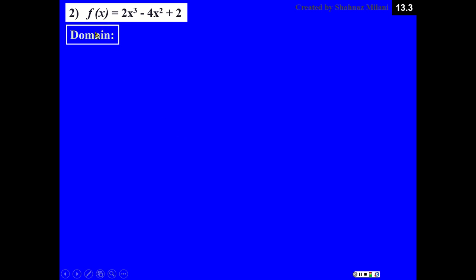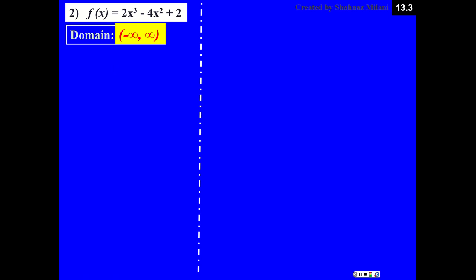But the first thing you do, you always find the domain. In this problem, I do not have any restriction. Domain is from minus infinity to positive infinity. In order to find a critical point, concave up, concave down, we need to find the first derivative. The first derivative from this is going to be 6x exponent 2 minus 8x.